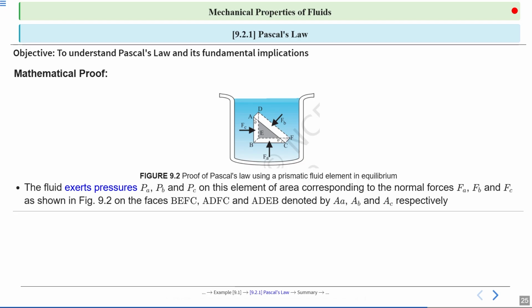The pressures PA, PB, and PC correspond to the normal forces FA, FB, and FC on the respective faces BEFC, ADFC, and ADEB, denoted by AA, AB, and AC. This is important because it shows us pressure acts uniformly in all directions in a fluid at rest.